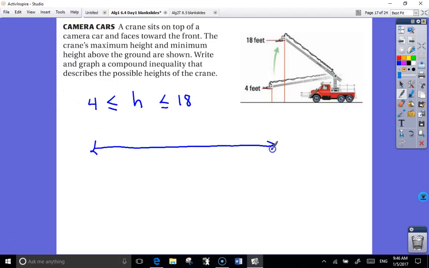So if you graph the 3-part inequality, there's the 4, there's the 18, closed circle on both, shaded in the middle. Right, that's a 3-part inequality. Okay.